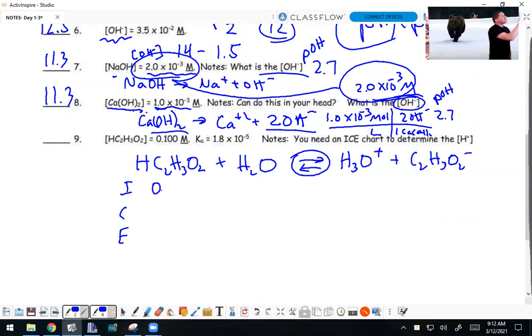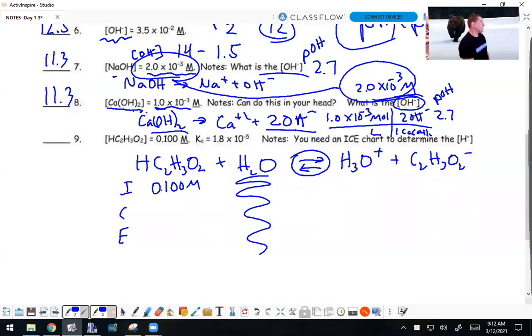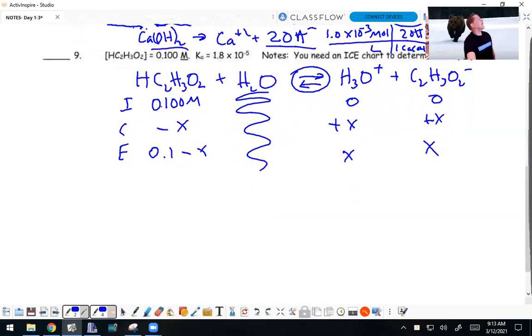The initial concentration of the acetic acid is 0.1. Now we don't include water when we're doing equilibrium. And what it really is, it's canceled out into the K value. 0, 0. Minus X. At equilibrium, we got 0.1 minus X. Plus X and plus X, X, and X.